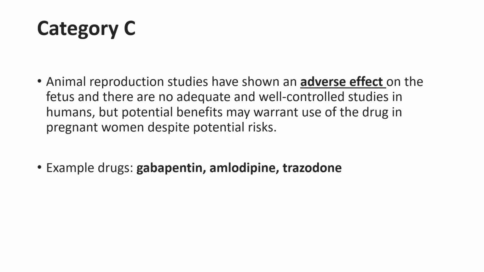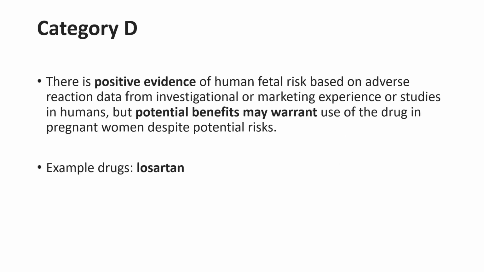Coming to category C, animal reproduction studies have shown an adverse effect on the fetus, and there are no adequate and well-controlled studies in humans. But potential benefits may warrant use of the drug in the pregnant woman, despite potential risks. This should be remembered. Examples of these drugs include gabapentin, amlodipine, trazodone, etc.